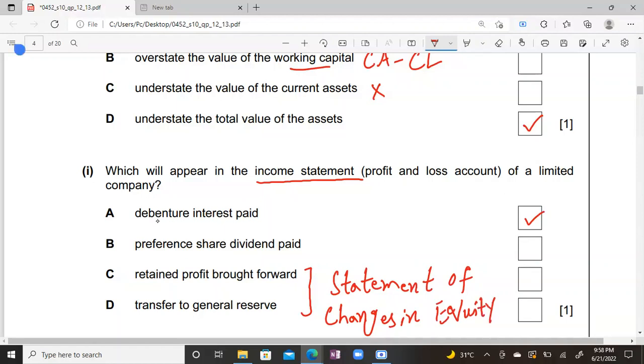So debenture interest is a business expense. And debenture means that the company has taken a loan from the general public. Just like the company takes a loan from the bank, sometimes the company takes a loan from the general public, so they are paying interest to them. So this is a business expense, and that is in the income statement.